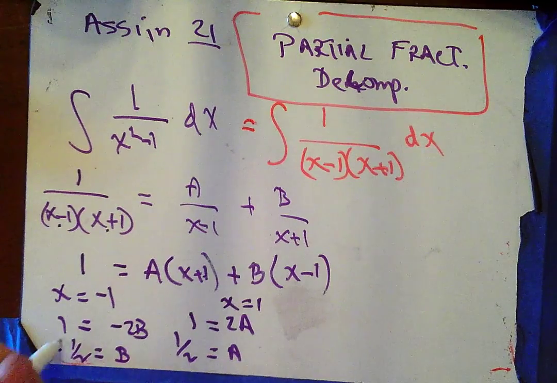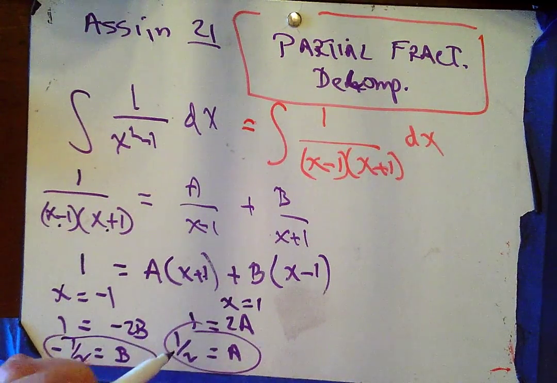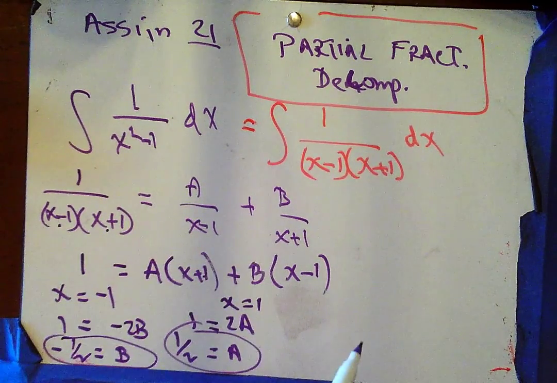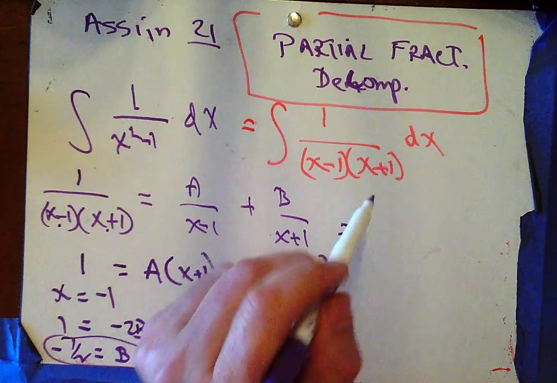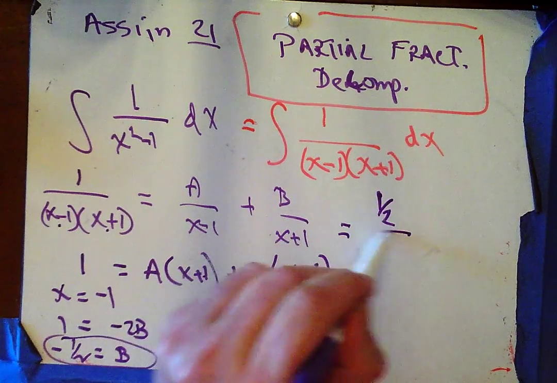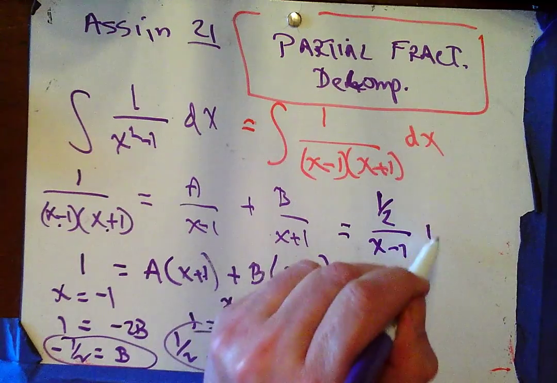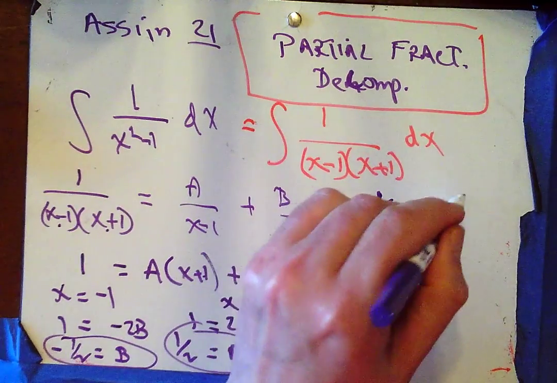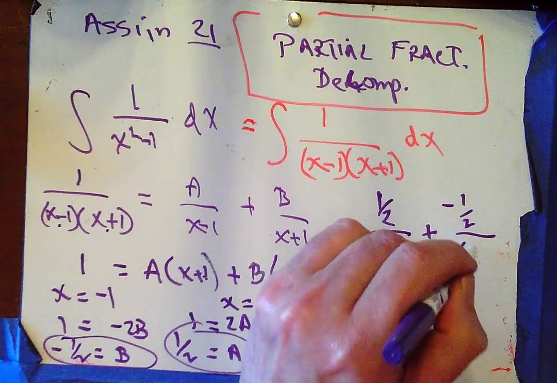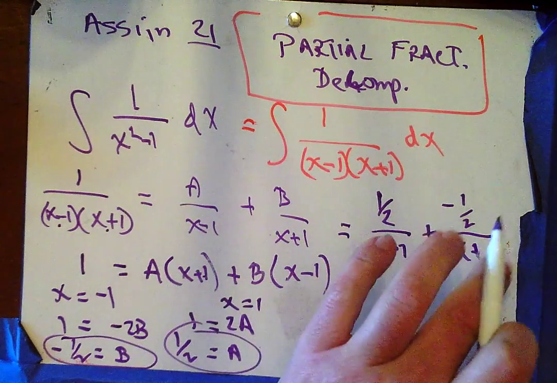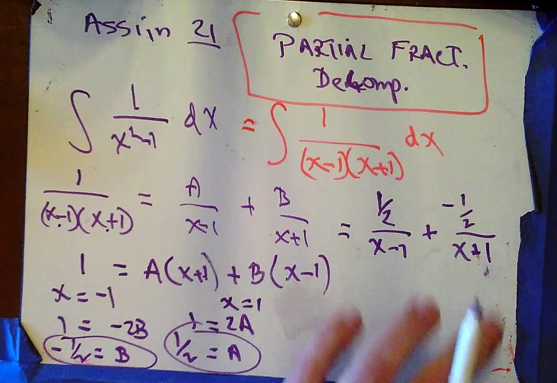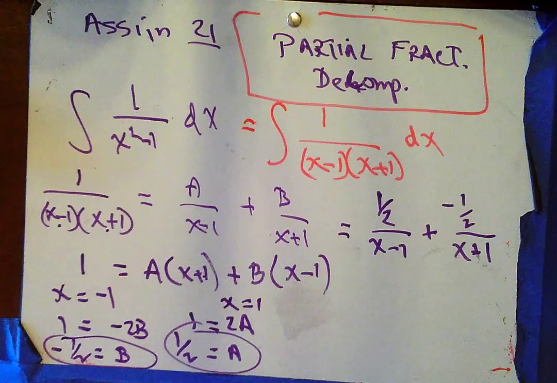All right, so what are we doing now? We're going to take these constants and we're going to plug them in for a and b. And so we get 1/2 over x minus 1 plus a negative 1/2 over x plus 1. And I would be happy with that.